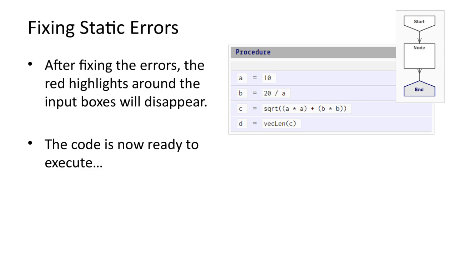You can fix the 2 static errors, as shown here. After fixing the errors, the red highlights around the input boxes will disappear. You can now execute the code by clicking the execute button.